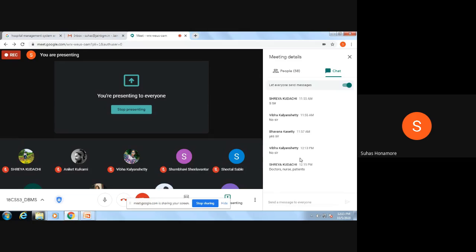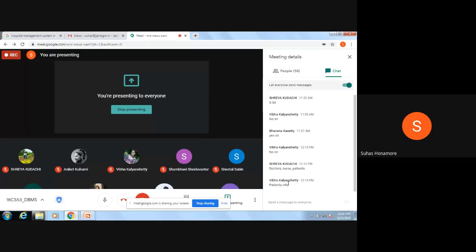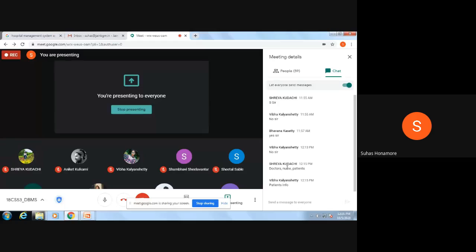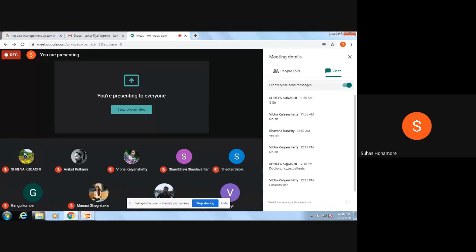Doctor, nurse, patients, correct. Patient information, yes. By default, if you are considering any normal small hospital, patient will be there, doctor will be there, two things. Nurse depends on that hospital's capacity. Some nurse or some supporting staff will be there, maybe an attender or receptionist, depending on that.